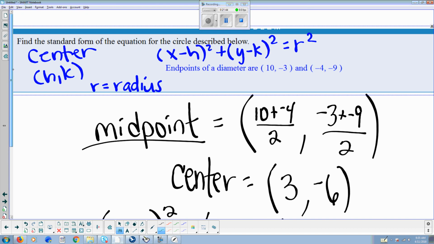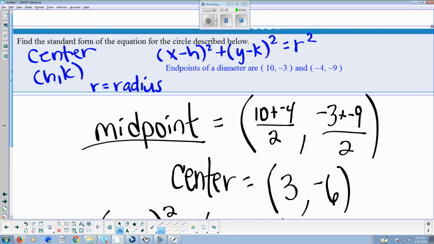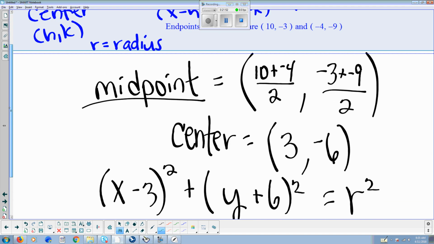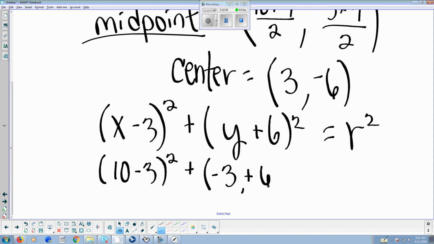A point on the circle, I'm going to say 10 and -3 are x and y. Okay, I could use -4 and -9. I'm just going to use the first one, 10 and -3. So if I substitute for x, 10, and I substitute for y, -3, I can solve for r squared.